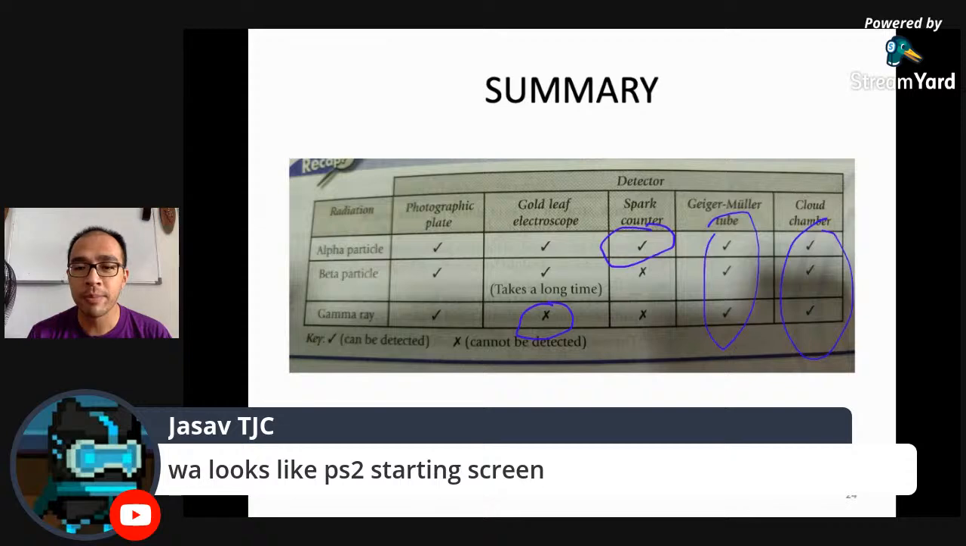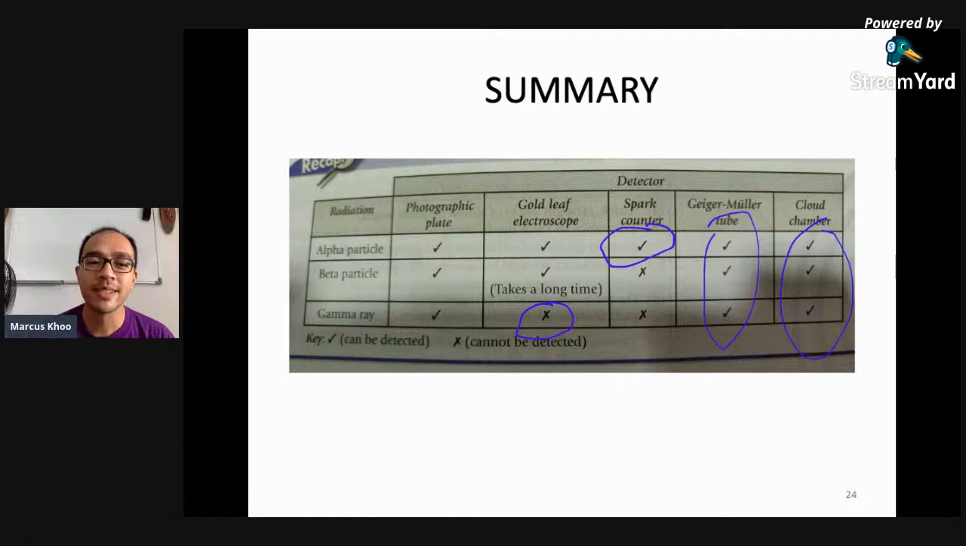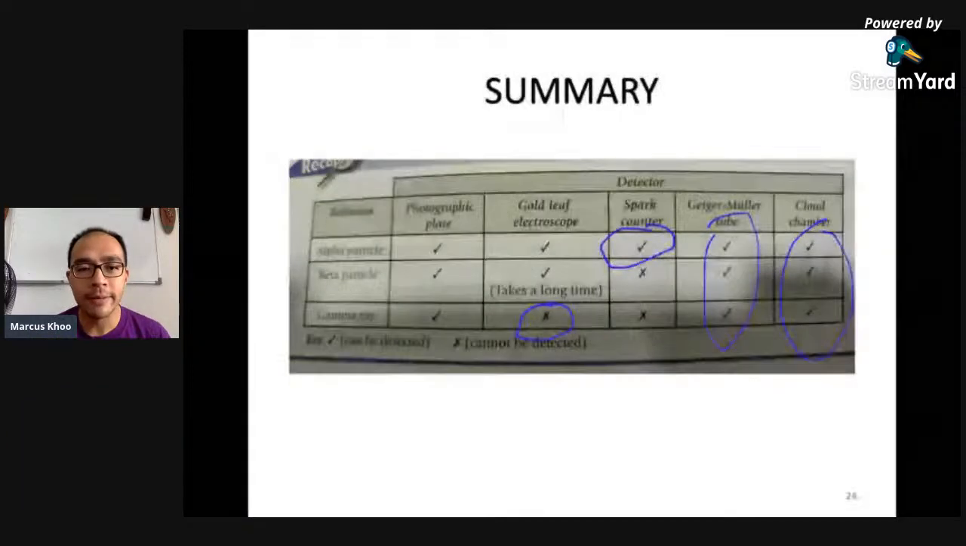I don't know, it looks like a PS2 spark starting screen, but okay, fine. It's not sparky, it's sparking. I'm also hearing this word sparking for the first time. Producing sparks is called sparking. So, all right, let's continue.